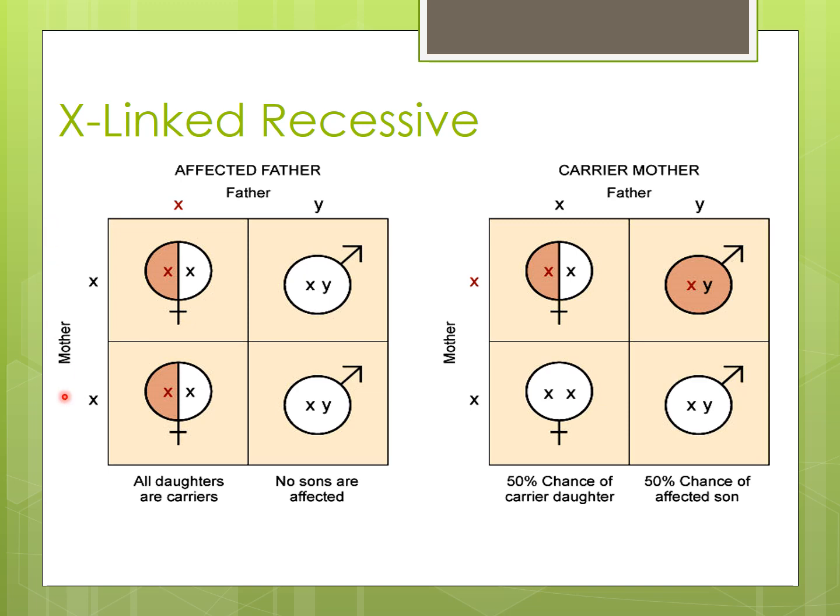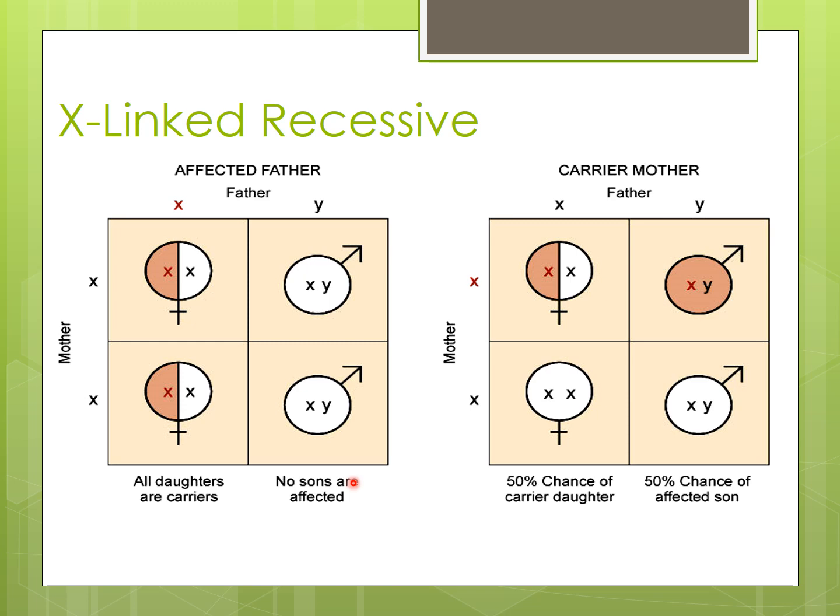So therefore all the daughters would be carriers because they would have an affected and unaffected allele, but since it's recessive, it's being masked, so they wouldn't show the disease state. They'd just be carriers. The sons, as we previously talked, were unaffected because they can only get that Y chromosome from the father.